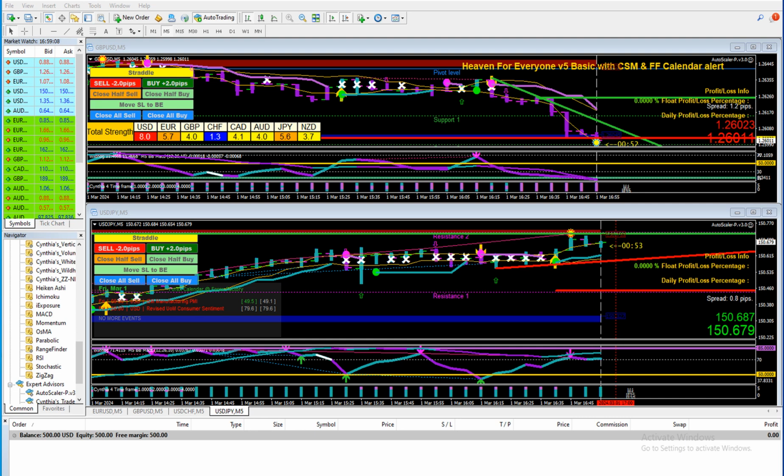Using my new Heaven for Everyone version 5 basic template with the currency strength meter and the Forex Factory calendar alert, and I'm testing the new AutoScaler Straddle EA, and we have 1 minute to go.